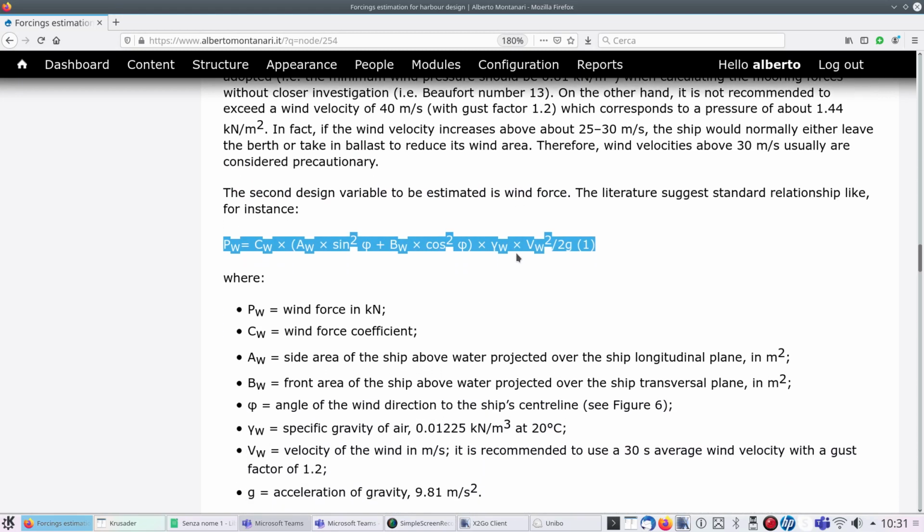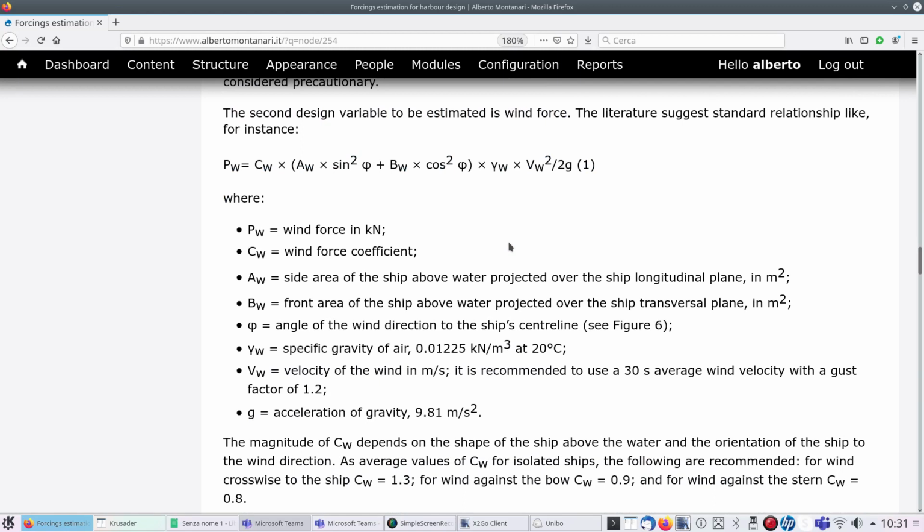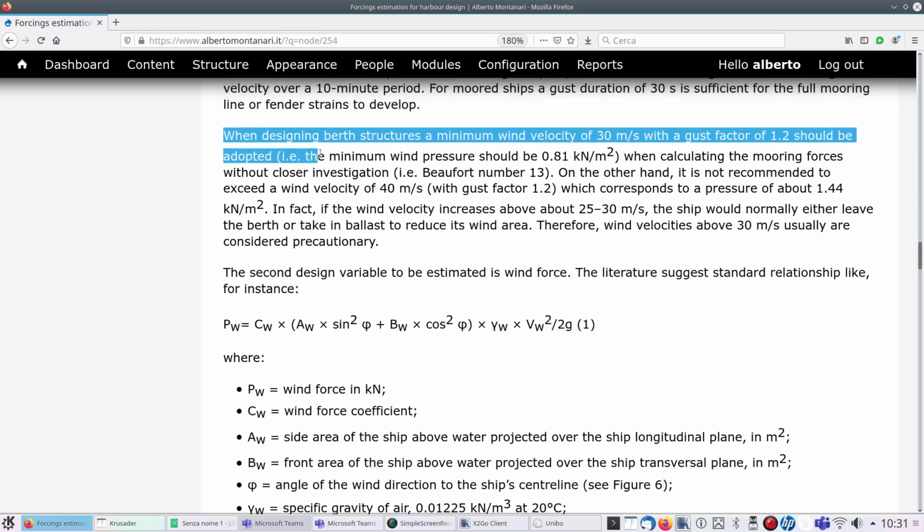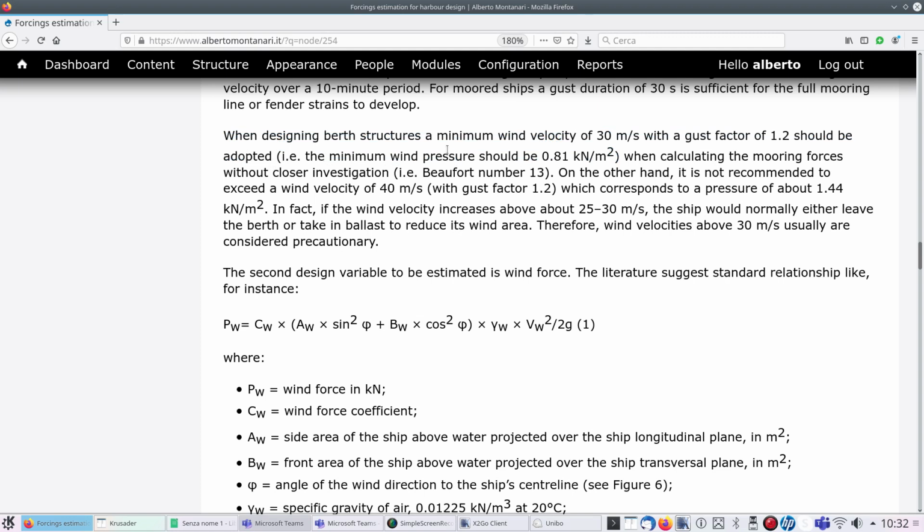I would like now to make some considerations on this relationship to explain how it's derived. This will allow you to better understand some specifications that you can read here. For instance, let me select this sentence. We said that when designing berth structures, a minimum wind velocity of 30 meters per second with a gust factor of 1.2 should be adopted. And between parentheses, you can read the minimum wind pressure should be 0.81 kilonewton per square meter.